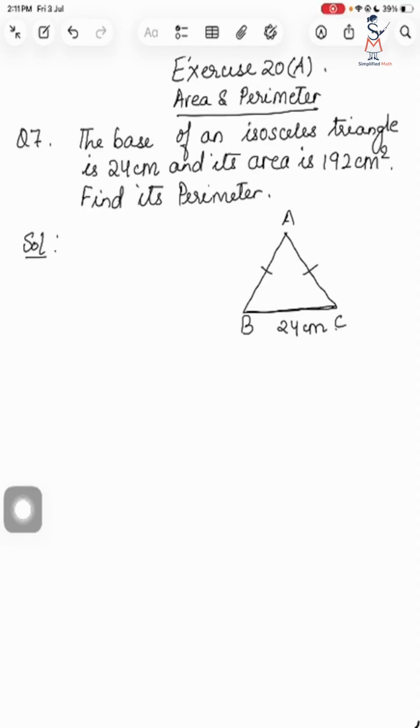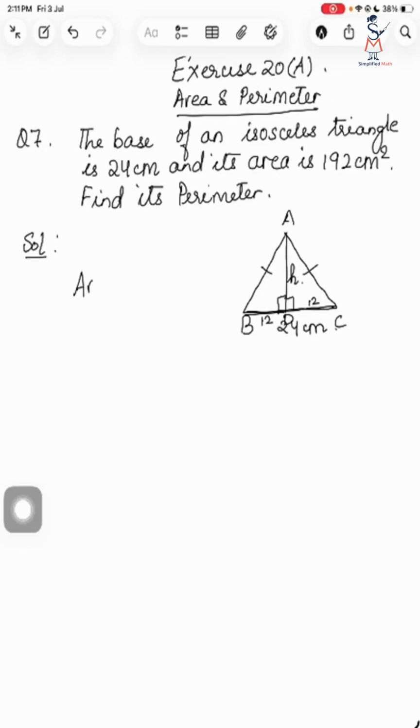The area is given. We know that when we draw an altitude from the vertex to the base, let it be AD, it divides the base into two equal portions, that is BD and DC is equal to 12 centimeter each, and this is 90 degree. So we can apply the Pythagoras theorem over here to find the side. So first job will be to find this height.